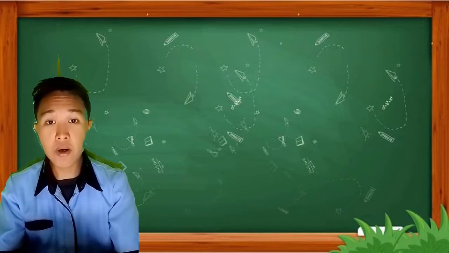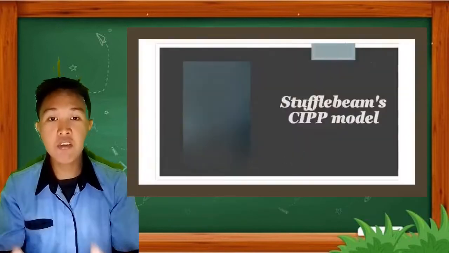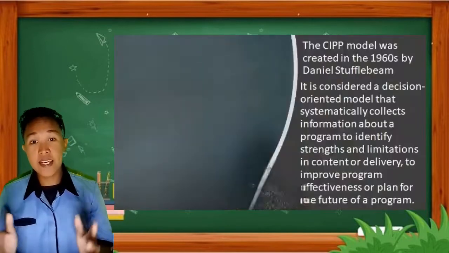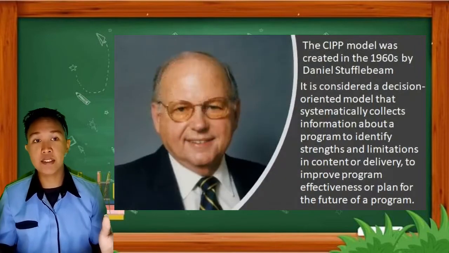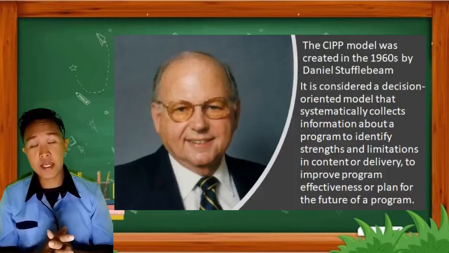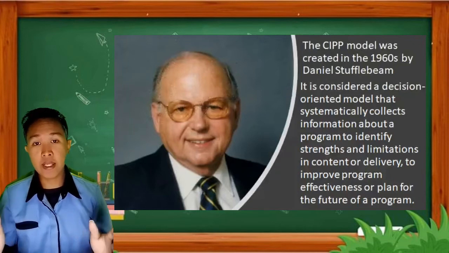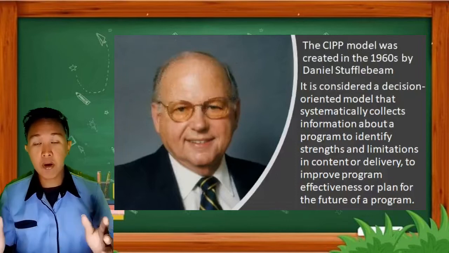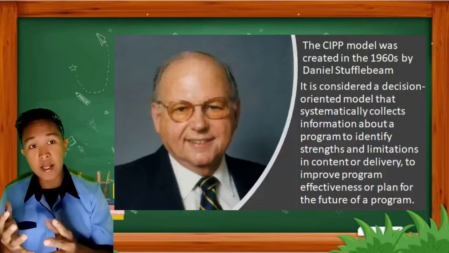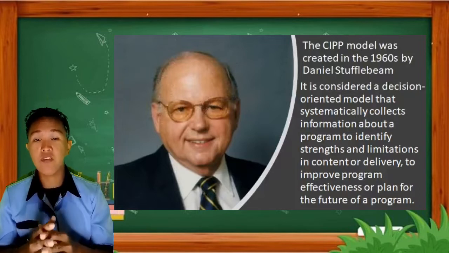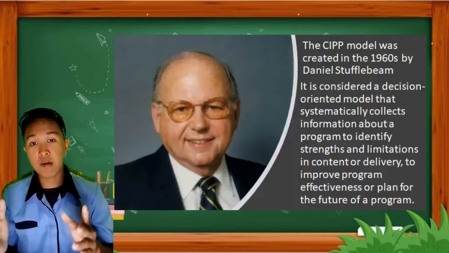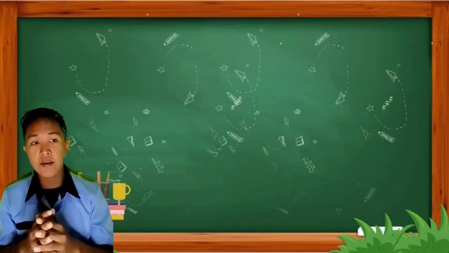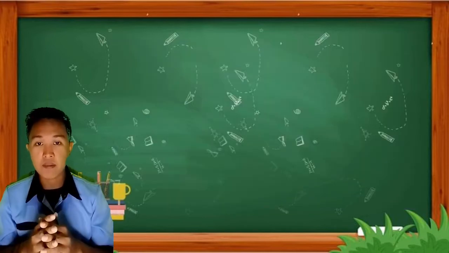So today we're going to tackle Stufflebeam's CIPP model. Okay, so the CIPP model was created in the 1960s by Daniel Stufflebeam. It is considered a decision-oriented model that systematically collects information about a program's identity, strengths, and limitations in the context of delivery, to improve program effectiveness and for the future of a program.